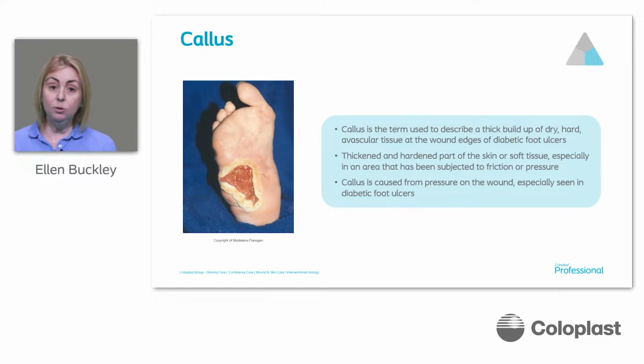Callus is a term that we use to describe a thick build-up of dry, hard, avascular tissue, so tissue that doesn't have a blood supply, at the wound edge, and particularly around the edges of diabetic foot ulcers. It's a thickened or hardened part of the skin or soft tissue, especially in an area which has been subject to friction or pressure. And podiatrists are really skilled at using sharp debridement, for example, to pare that callus down and bring those wound edges back to surface level to help that epithelial migration.